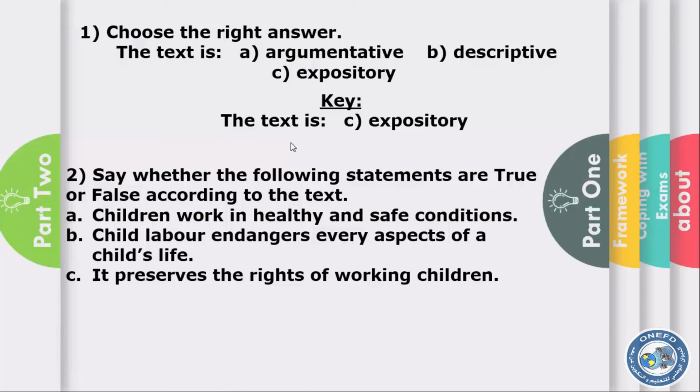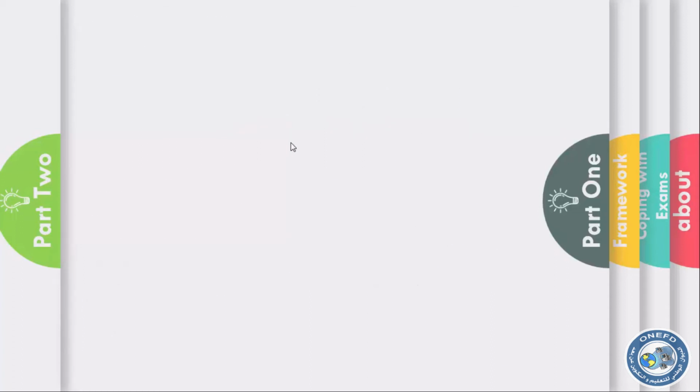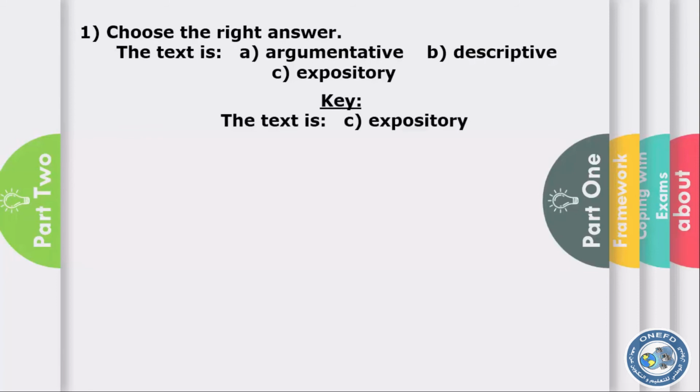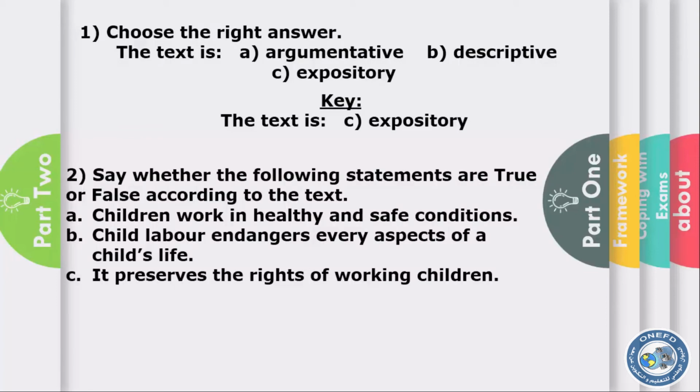Child labor endangers every aspect of a child's life. Let's go back to the text. You would find the answer, again, in the first paragraph. Child labor drains a childhood of joy and crushes the right to normal physical and mental development, and often interferes with children's education. Physical and mental development and education are aspects of a child's life, and as you can see, child labor is draining them. It is crushing their rights. So we would say that statement B is true. So statement A is false and statement B is true. Yes, child labor is endangering every aspect of a child's life.